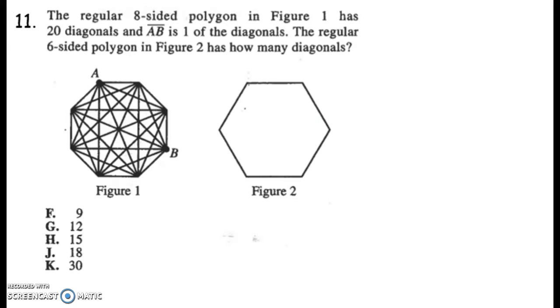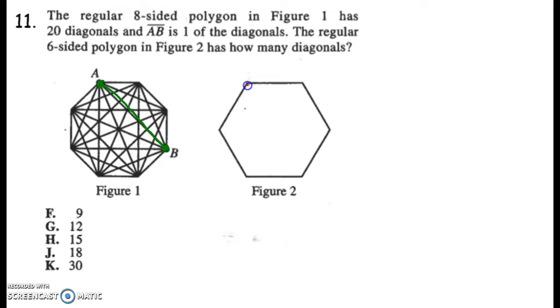Problem number 11 says the regular 8-sided polygon in figure 1 has 20 total diagonals. So if you were to draw it out, you have 20 total diagonals. Remember, a diagonal is when you take 2 points on the polygon and you connect those 2 points with a straight line. That is your diagonal. So it tells you again that segment AB is one of the diagonals. It says the regular 6-sided polygon in figure 2 has how many total diagonals?